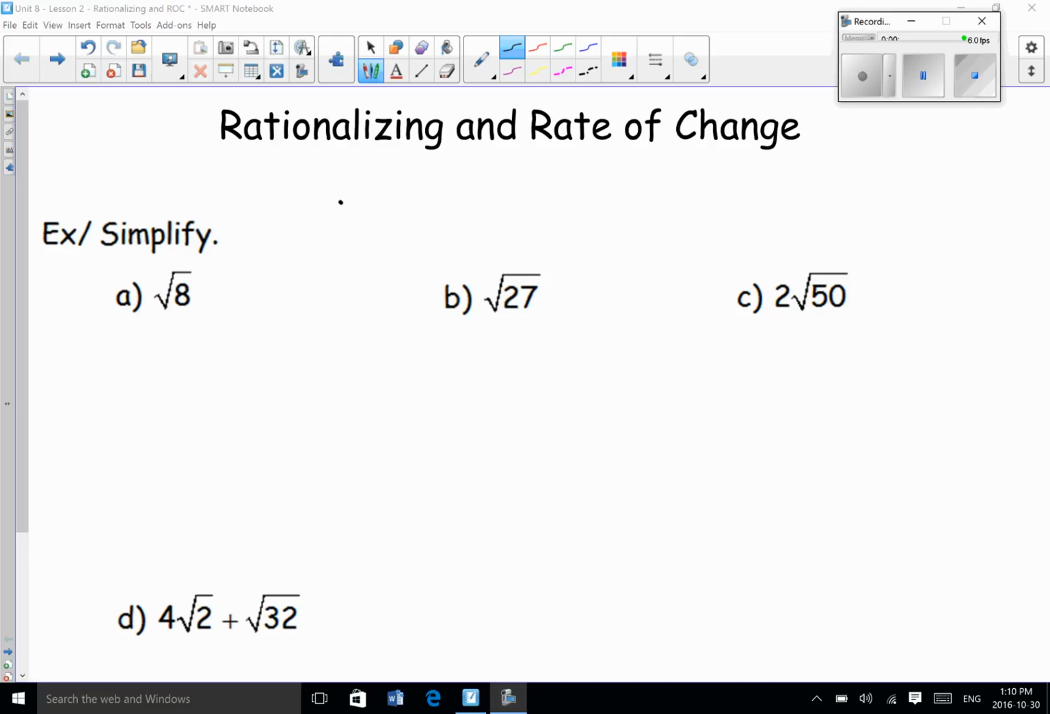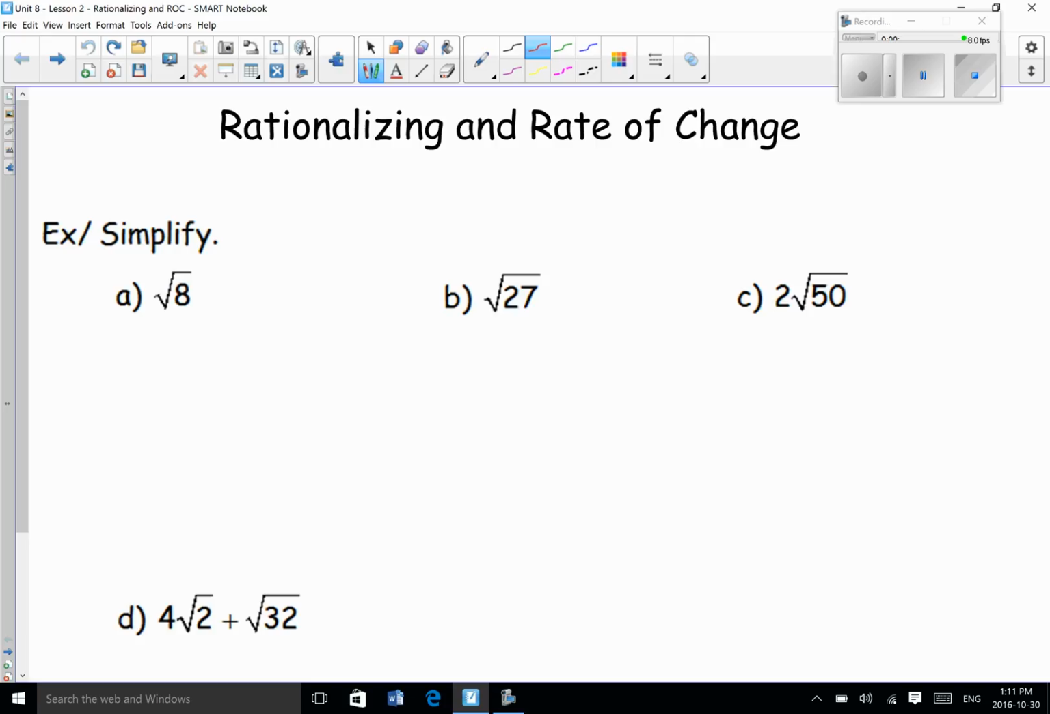In this lesson, we're going to look at some more of the tools and basic building blocks of calculus. In particular, we're going to look at rationalizing and rates of change. So, rationalizing is something we learned about in grade 11. We learned about radicals and how to break them down. So, just some quick reminders.